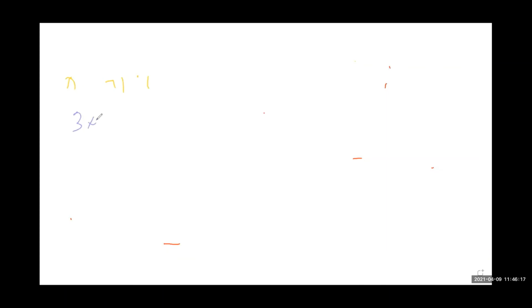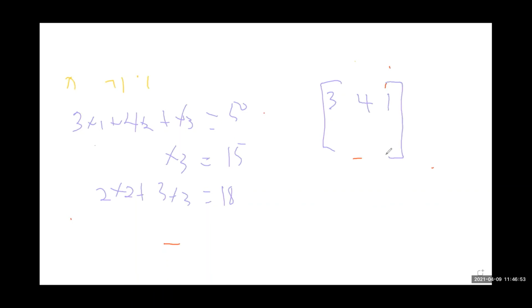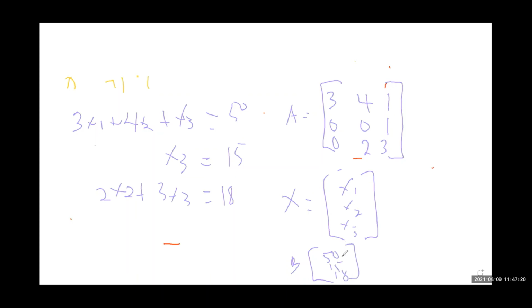So let's write this. If I have 3x1 plus 4x2 plus x3 equals 50, x3 equals 15, and I have 2x2 plus 3x3 equals 18. We want to transform this into a matrix form. All we're going to have is matrix A giving us 3, 4, 1. Then I have 0, 0, 1. I have 0, 2, 3. This is matrix A. Matrix X will be x1, x2, x3. Then let's say we have matrix B as 50, 15, and 18.